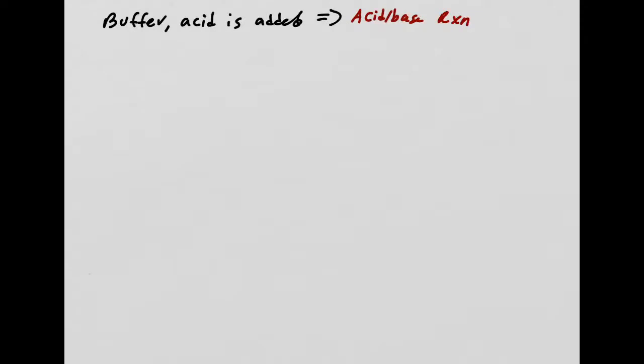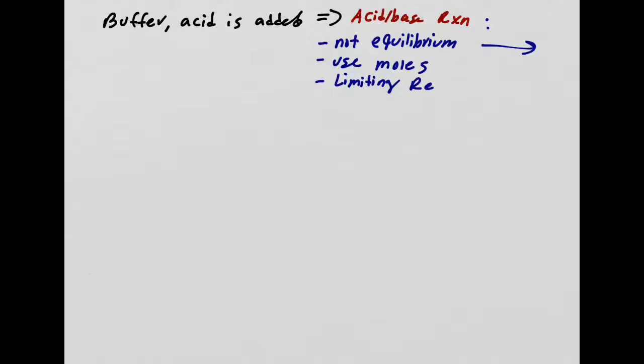Now, every time you have an acid-base reaction, I need you to remember a few things. Acid-base reactions are not equilibrium reactions anymore, which means you're going to have a single arrow. Every time you have an acid-base reaction, you have to use moles. And every time you have an acid-base reaction, you have a limiting reagent problem. You guys got this down? Acid-base, not an equilibrium, single arrow, use moles, and limiting reagent.